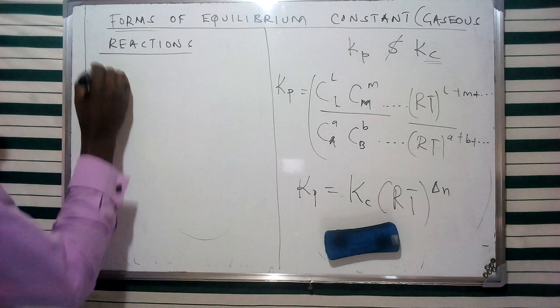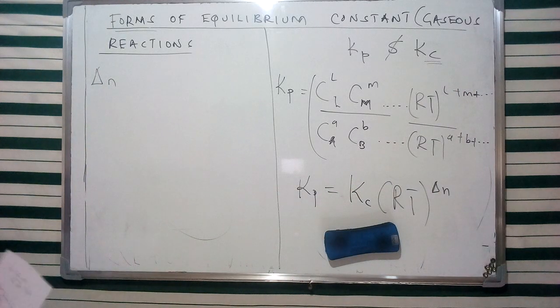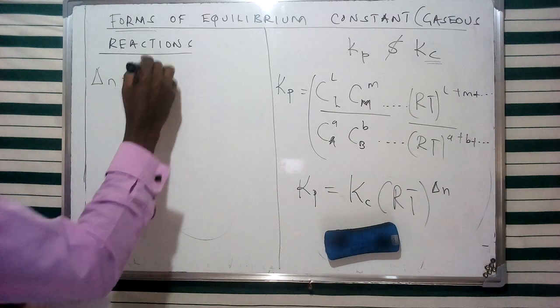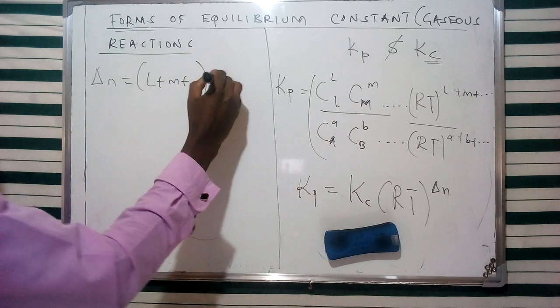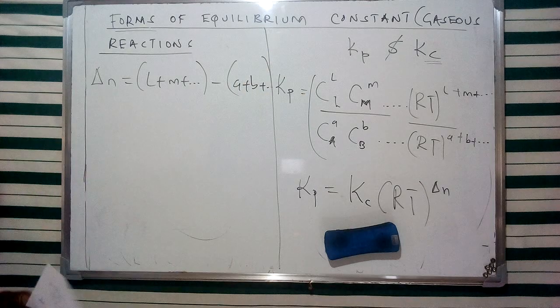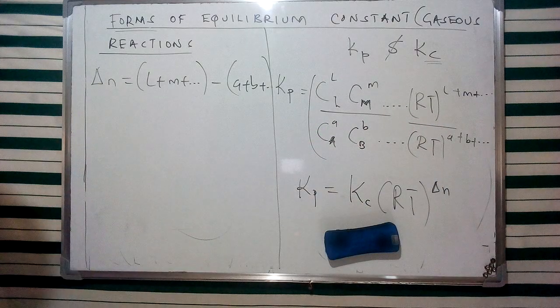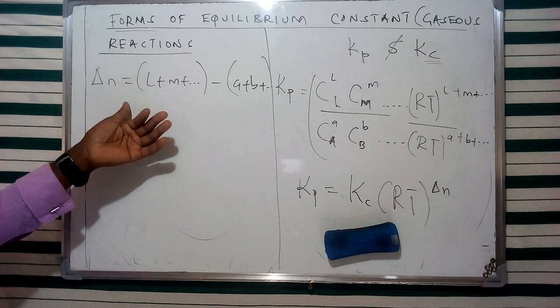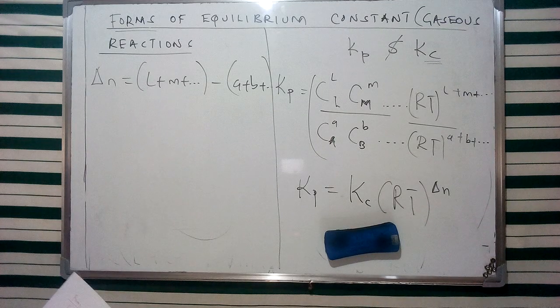The concept of delta n, as I've said, constitutes the exponents, and is given as L plus M minus A plus B, and so on. It is basically the difference between the exponents of the numerator and the denominator. And of course, this depicts the change in the number of molecules in a chemical reaction, which can be written in that specific form.